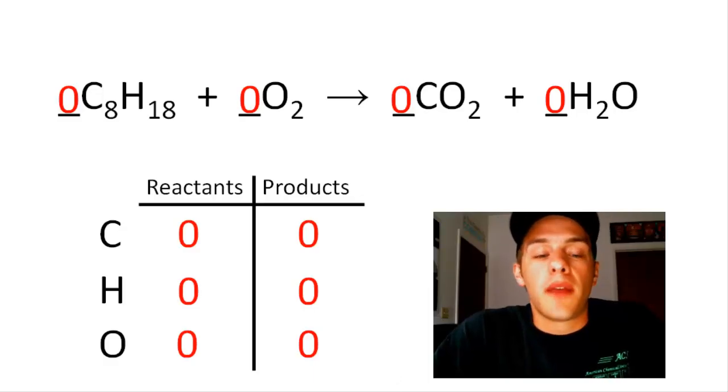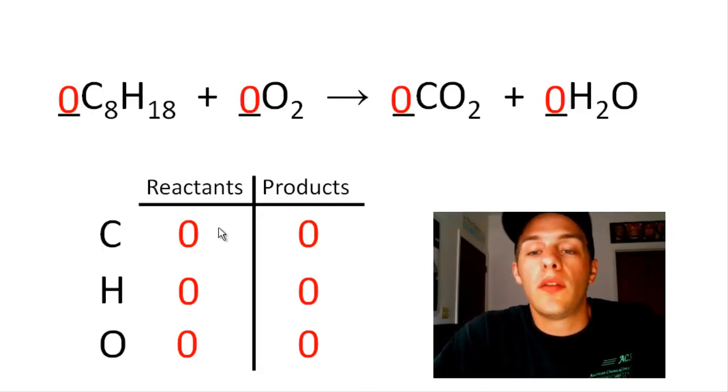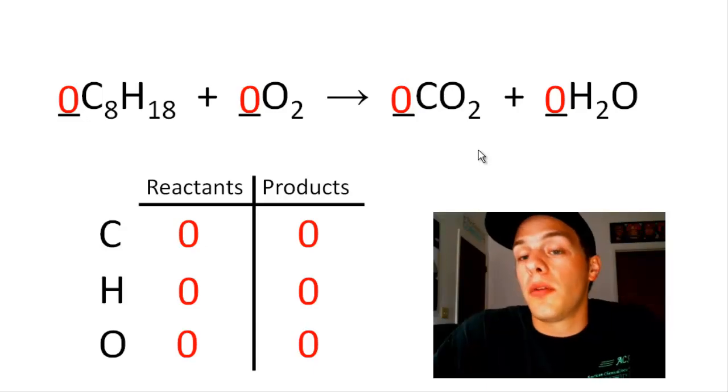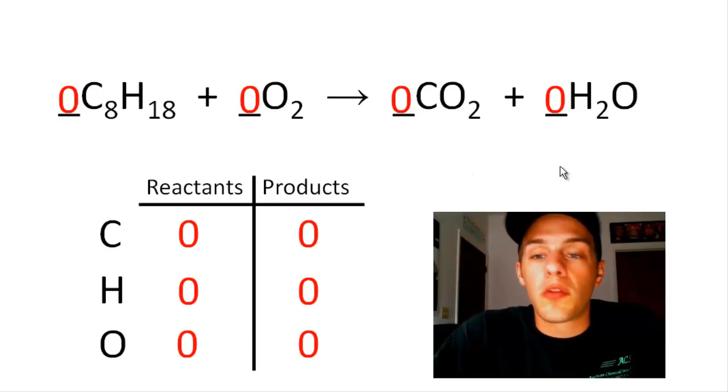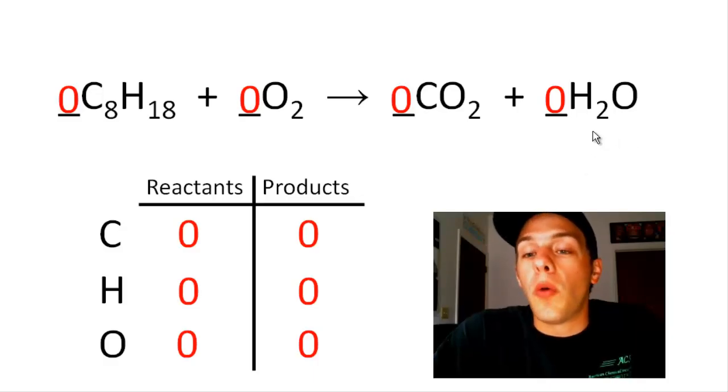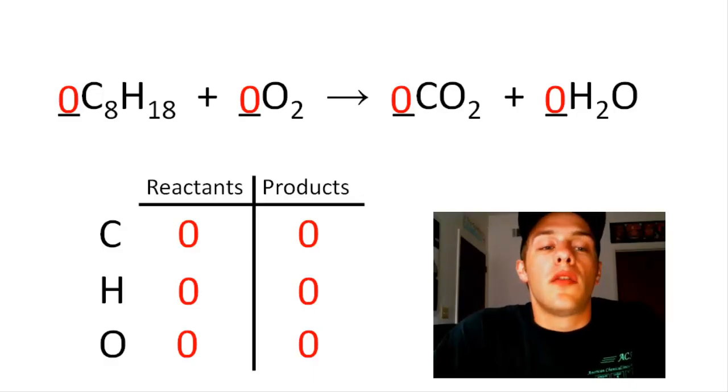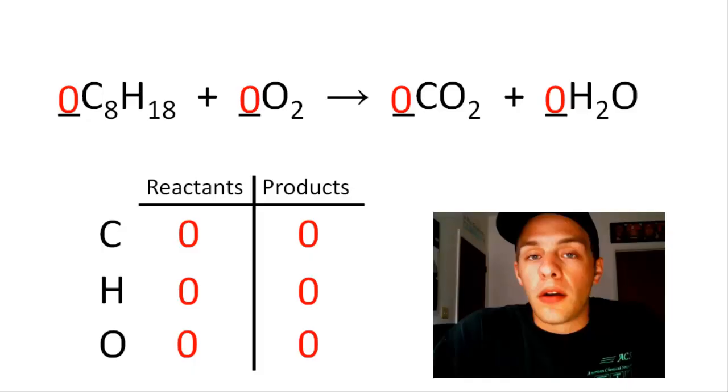Now we have to choose an element to start with. In this case, we could start with carbon or we could start with hydrogen, but we wouldn't want to start with oxygen because oxygen actually appears twice on the right-hand side of the equation. There is oxygen in CO2 and there's also oxygen in H2O. So we're going to start with either carbon or hydrogen, and save oxygen for last. I have arbitrarily decided to start with carbon.